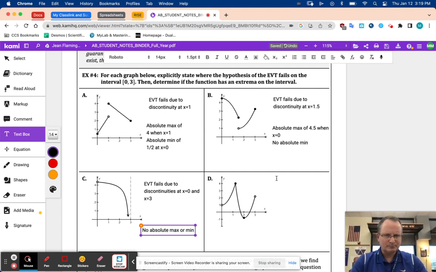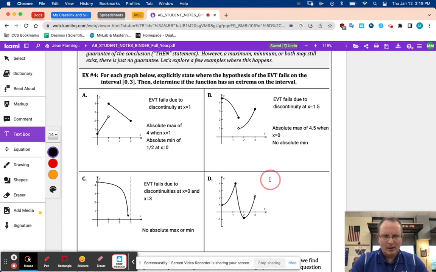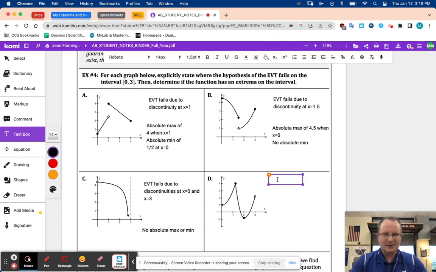Now, what about this one? The problem is the endpoints. We needed a closed interval, and this is an open interval from 0 to 3. So EVT fails due to, I want to say open circles, but we've been saying discontinuity, so we'll do that again. Due to discontinuities at x equals 0 and again at x equals 3. I think y'all get the point.